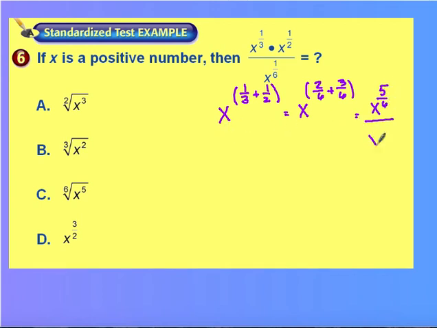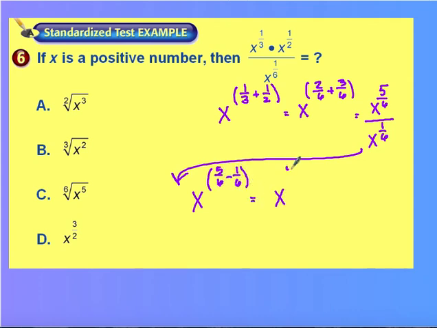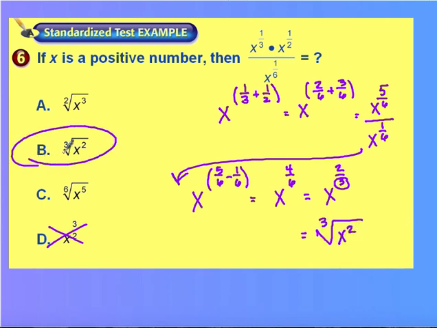Then I have to divide that by x to the 1/6 power. If I slide back over here, because I have to divide, I'm going to repeat my base and subtract my exponents, leaving me with x to the 4/6 power. And again, that's going to simplify. And that will simplify to x to the 2/3 power. Now we can see that it's not going to be d over here, so I'm going to rewrite it as a radical, and my root has to be 3 and my exponent 2. So that's going to leave me with b.